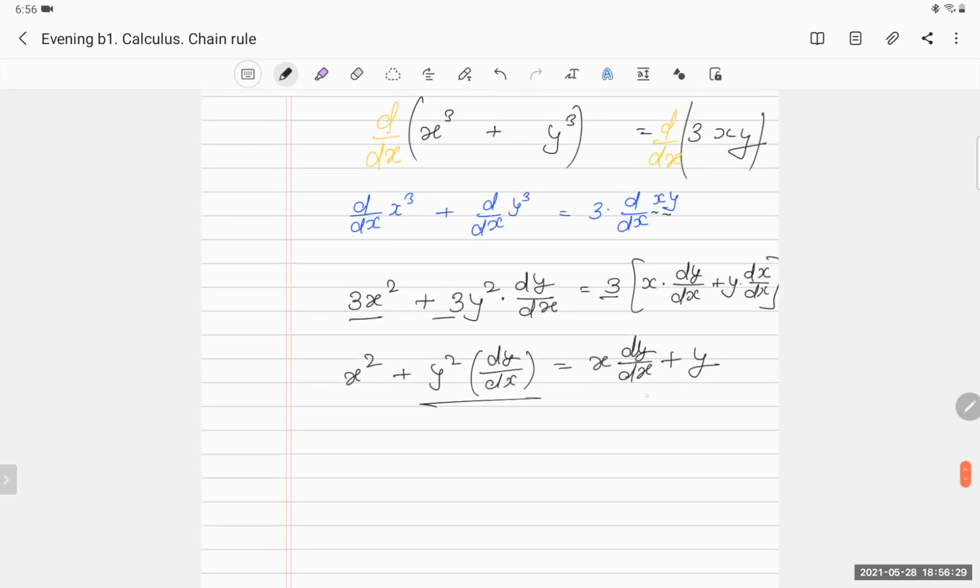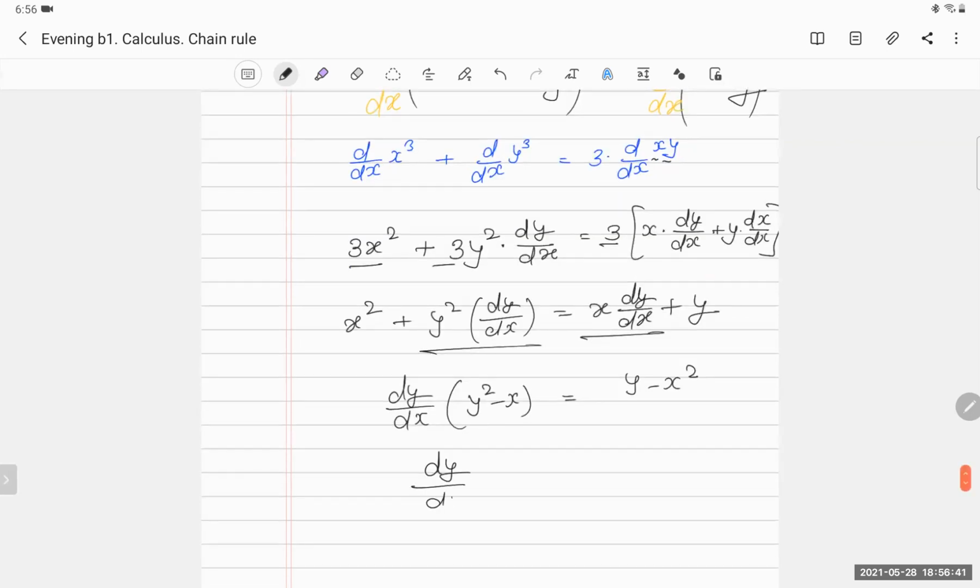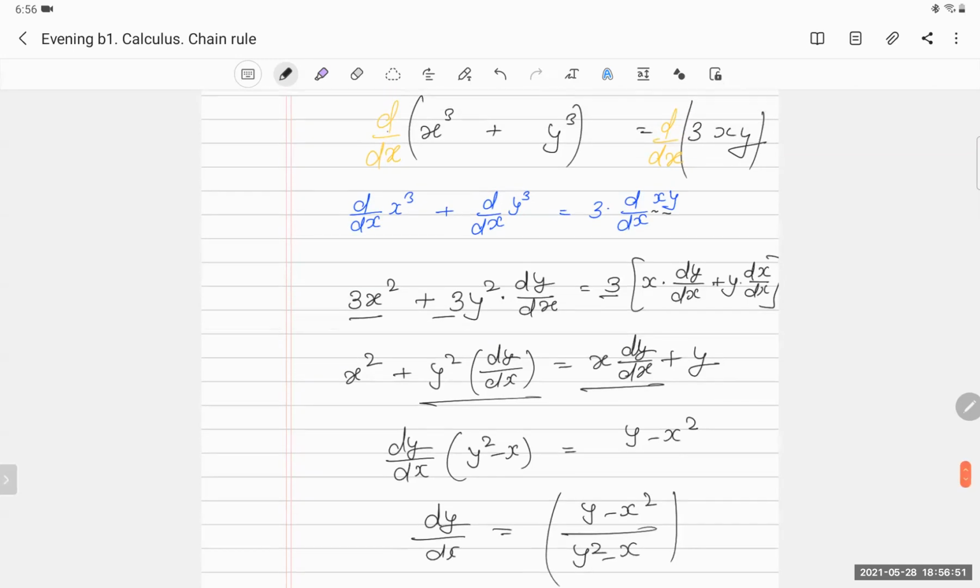Now let's bring the dy by dx terms to one side. I took dy by dx common, so y square minus x equals y minus x square. So dy by dx will become y minus x square upon y square minus x. Tell me, any problem? Any problem with this?